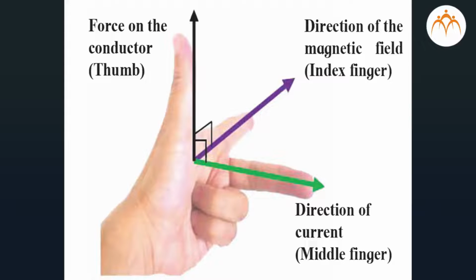The thumb represents the direction of the thrust on the conductor or the motion of the conductor. The forefinger represents the direction of the magnetic field, North Pole to South Pole. The center finger represents the direction of the current, conventional current from positive to negative terminal.